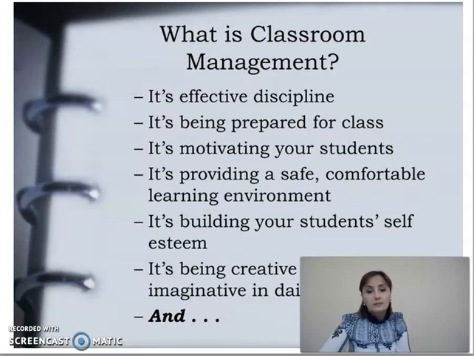And the next item is motivating your students. Teachers should always motivate the students in order to gain the expected result. The next one is providing a safe, comfortable learning environment. The next one is building students' self-esteem and also being creative and imaginative in daily lessons.